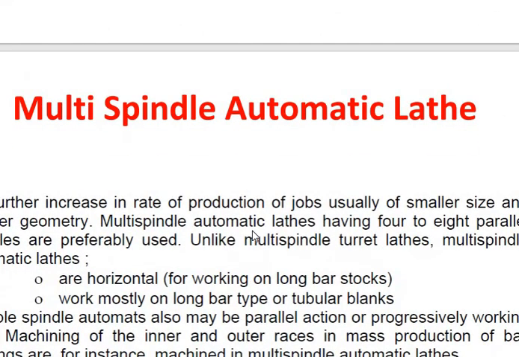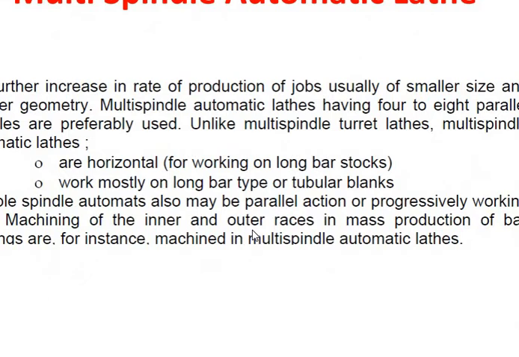Multiple spindle automatic lathes are for further increase in rate of production of jobs, usually of smaller size and simpler geometry. Multi spindle automatic lathes having 4 to 8 parallel spindles are preferably used. These are horizontal, working mostly on long bar type or tubular blanks.